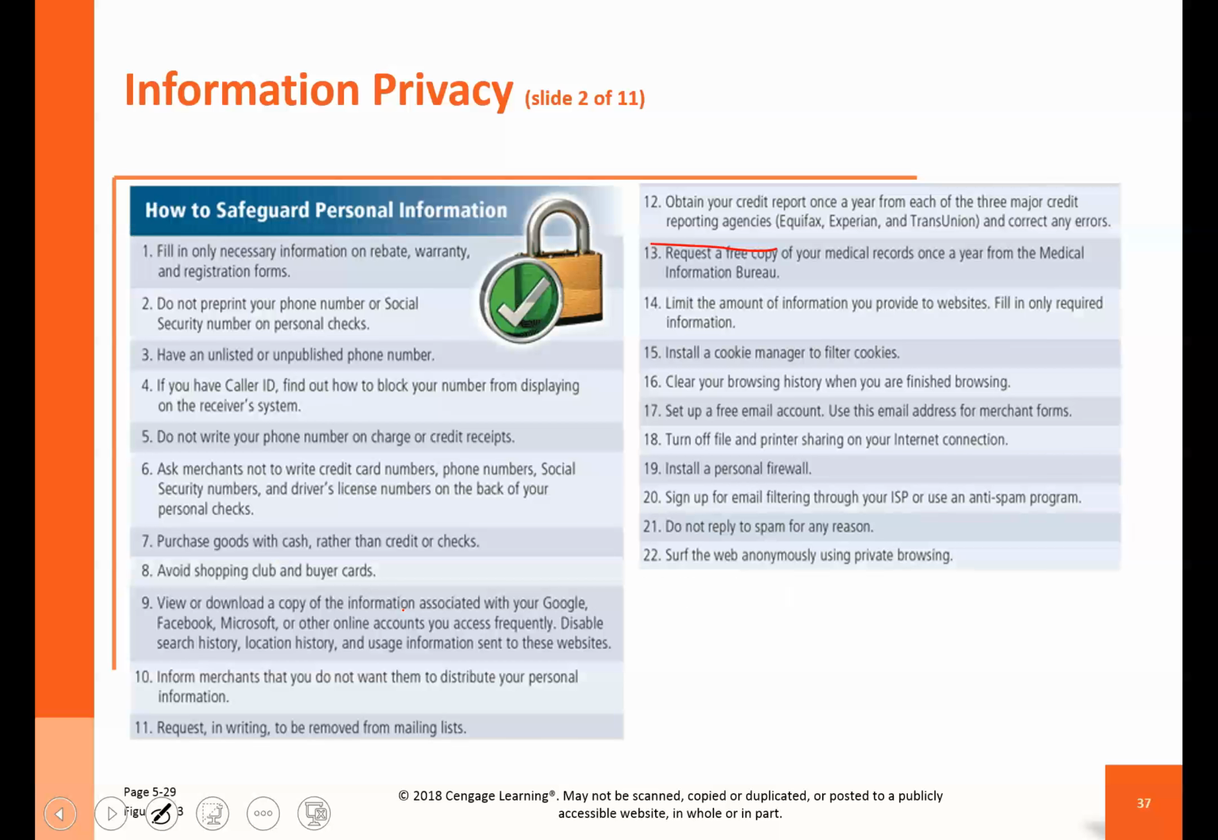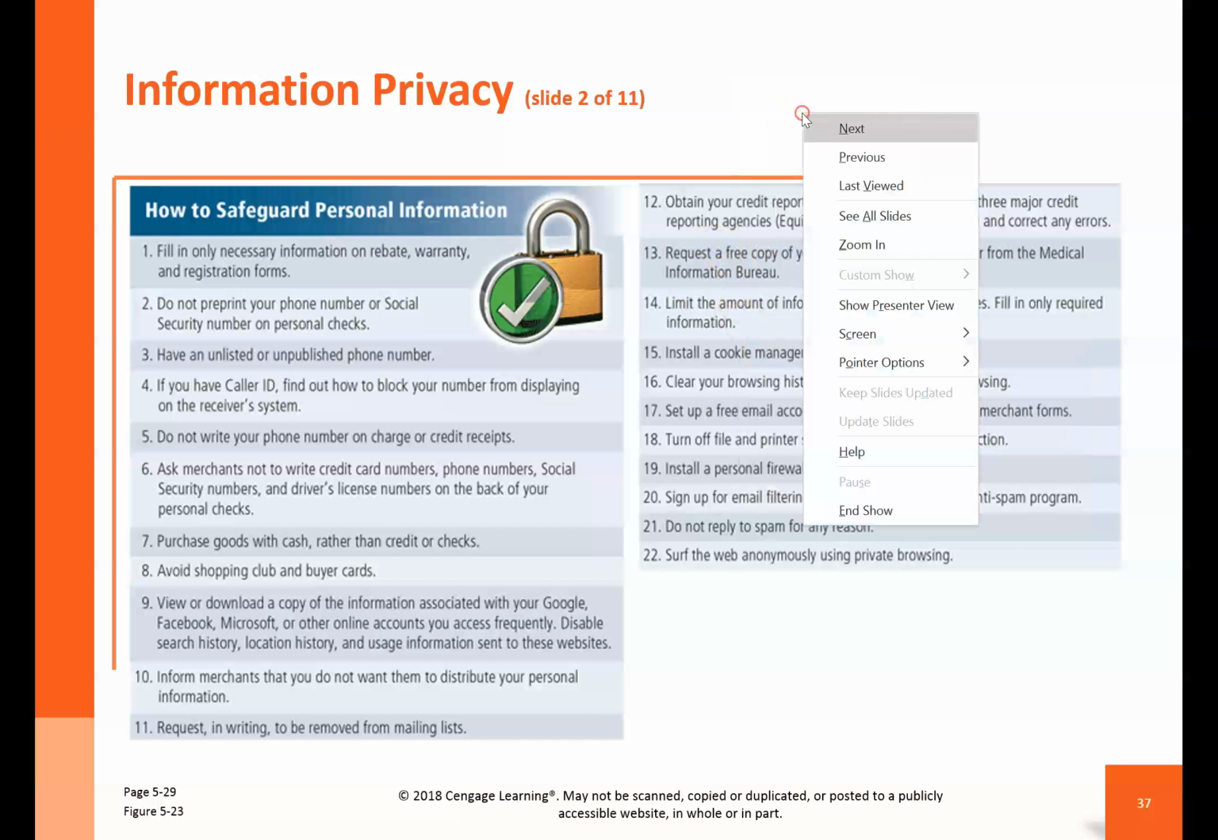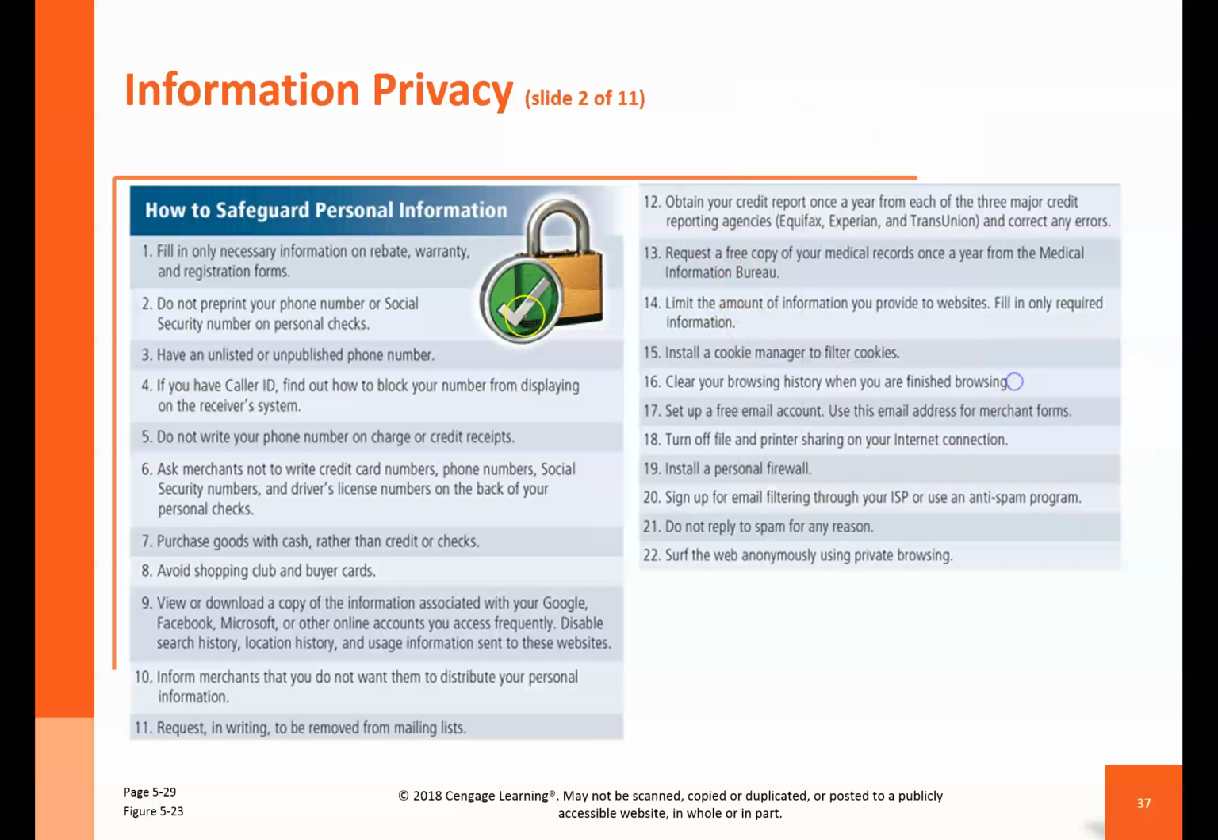And first of all, we have to have an idea of how to safeguard our personal information, and therefore I'll introduce you to this page here, which talks briefly about how to protect our information. One way to do it is not to fill in unnecessary information online, and not to print your personal information. That's a good practice, even if it's not online. Have an unpublished telephone number so you can safeguard against people who try to extract information on you.